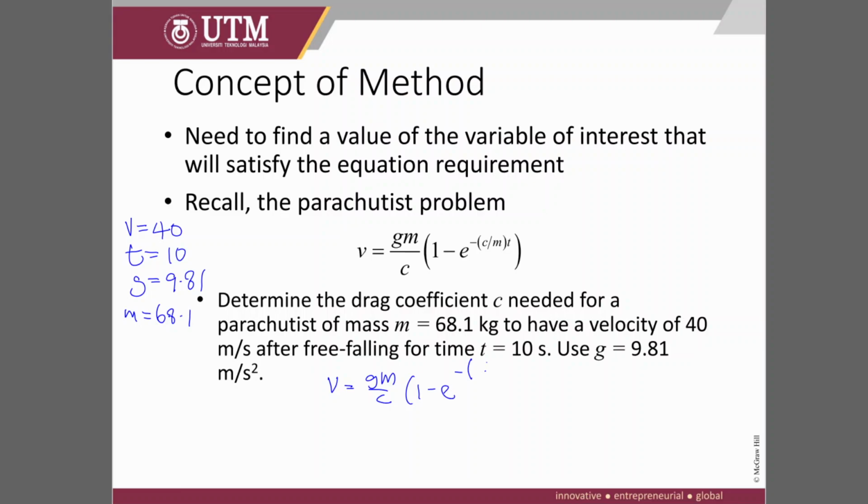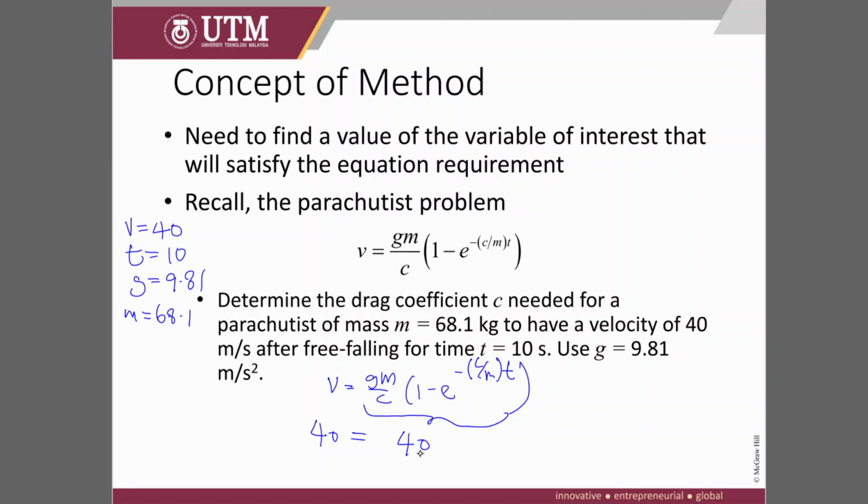So we know in this case V equal to Gm over C, 1 minus e to the power of minus C over M t, okay, and this is 40. Mathematically speaking, this equal sign means the left hand side and the right hand side must be equal to 40, right? So what is C that will make this right hand side become 40? That is the requirement here.